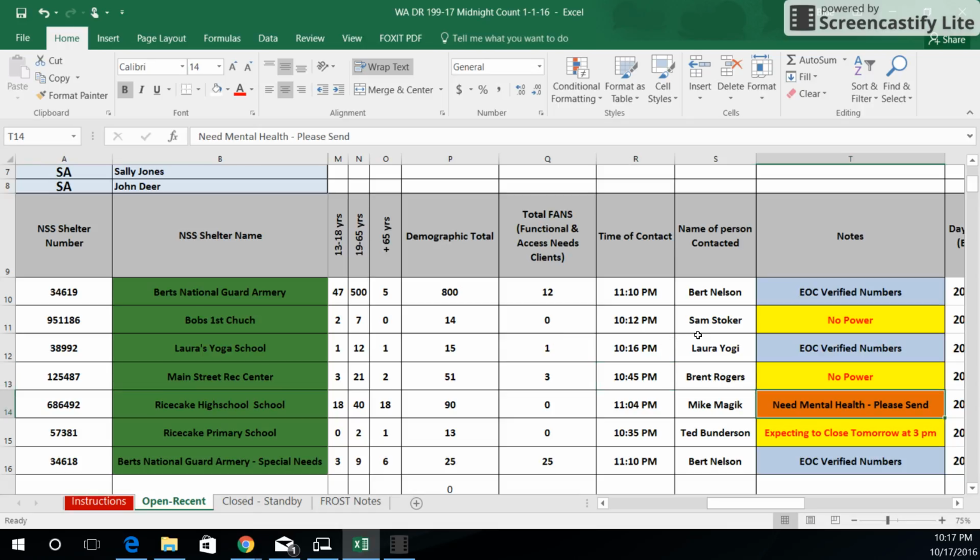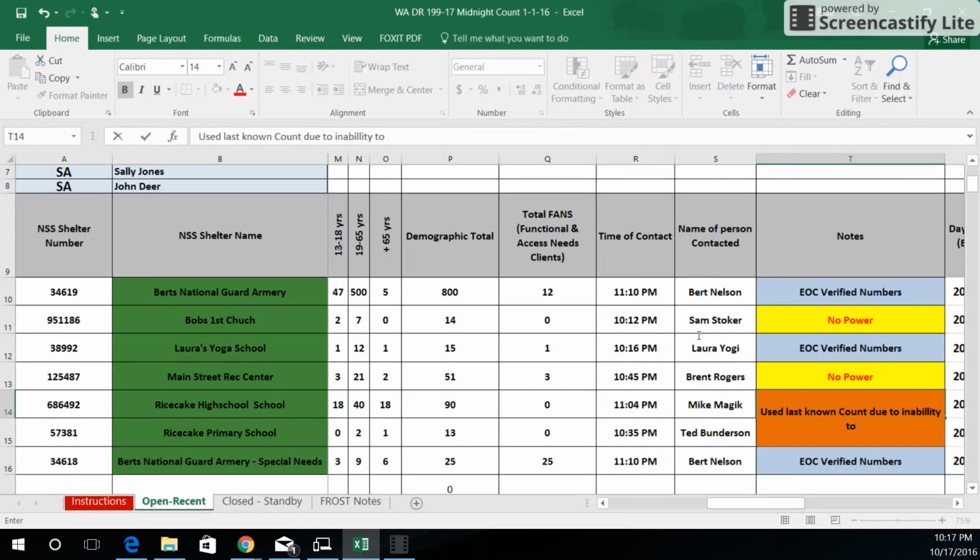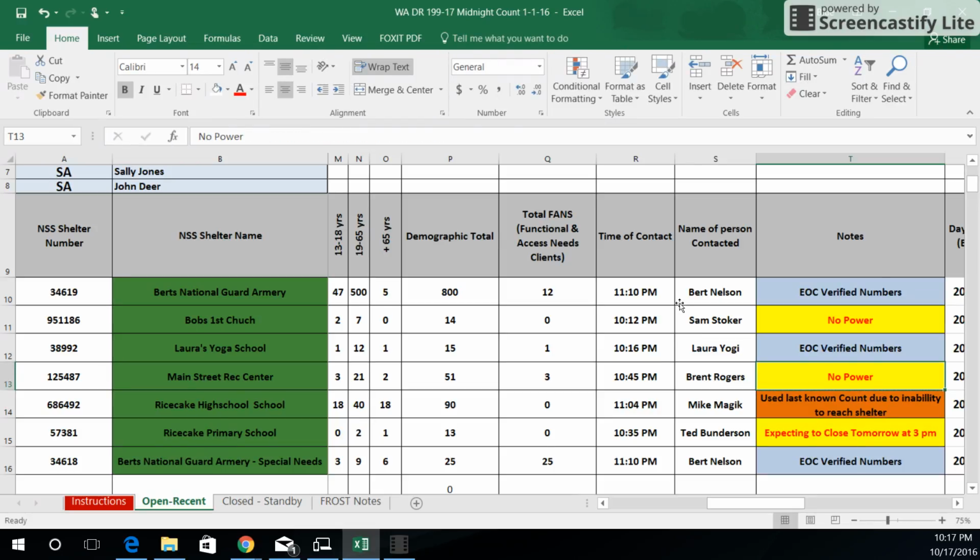We may actually put over here, used last known count due to inability to reach shelter. And maybe they've been cut off. There's no phones. The only way to get in touch with them is by radio, and the radio folks haven't gotten the radio out to them yet. There could be any number of reasons. Maybe they have bad cell phone reception. Maybe cell phone towers are down.